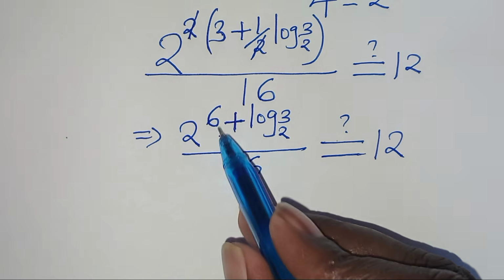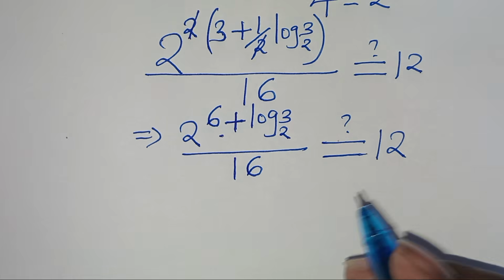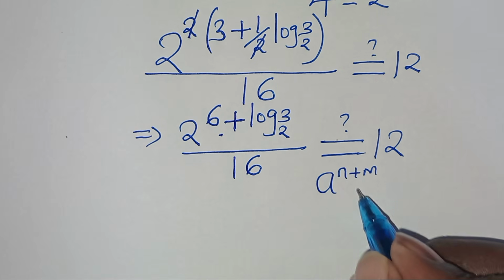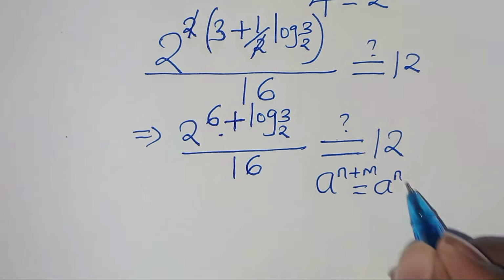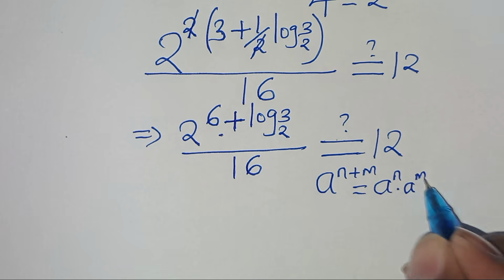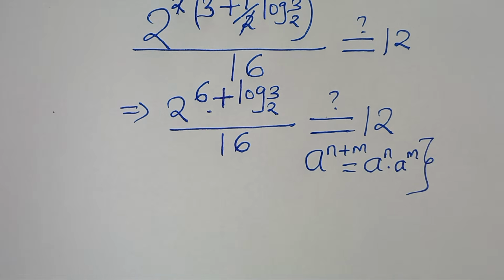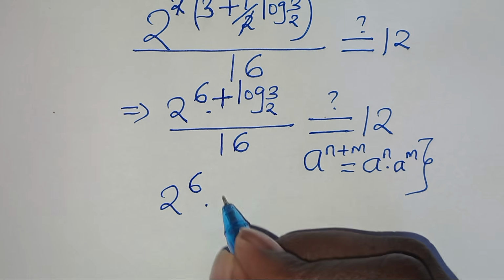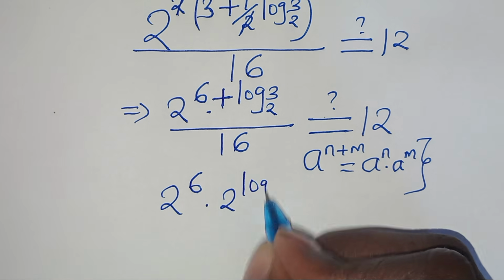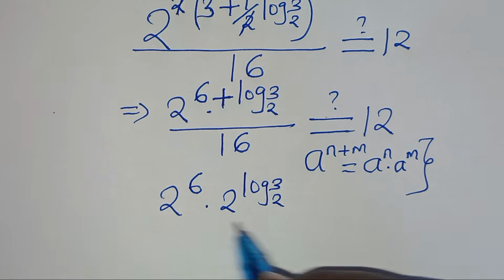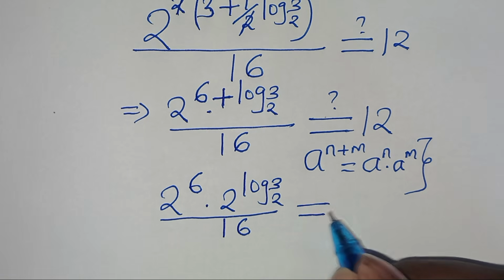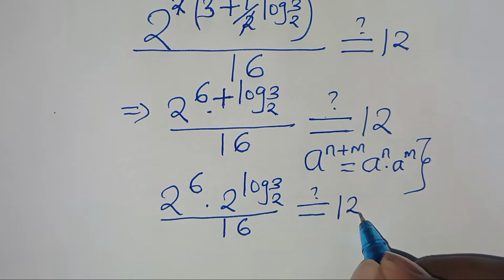So 2 to the power of 6 plus log 3 to base 2 is in the form of a to the power of n plus m, which we can express as a to the power of n times a to the power of m. Applying this exponent property, we have 2 to the power of 6 multiplied by 2 raised to the power of log 3 to base 2, divided by 16. This should give us a value of 12.